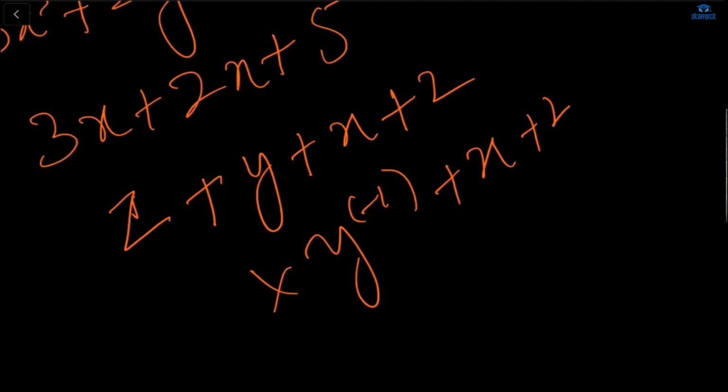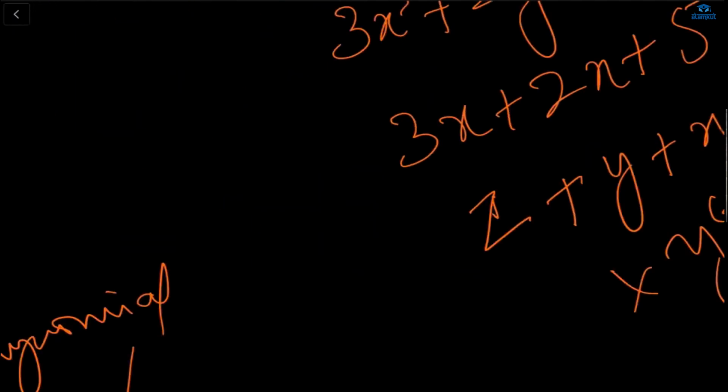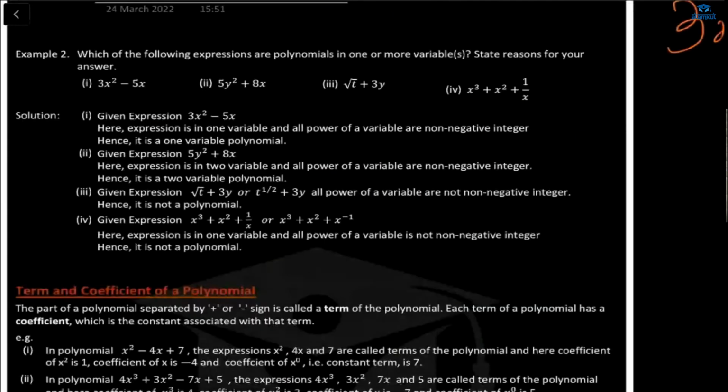So you can see here on the screen some of the expressions. Like the first one, 3x square minus 5x, it is a polynomial. And this is in one variable because only x is here. If it was 3x square minus 5y, then it would be in two variable, because x and y, two variables, are used. But here only one variable is used, so it is in one variable.